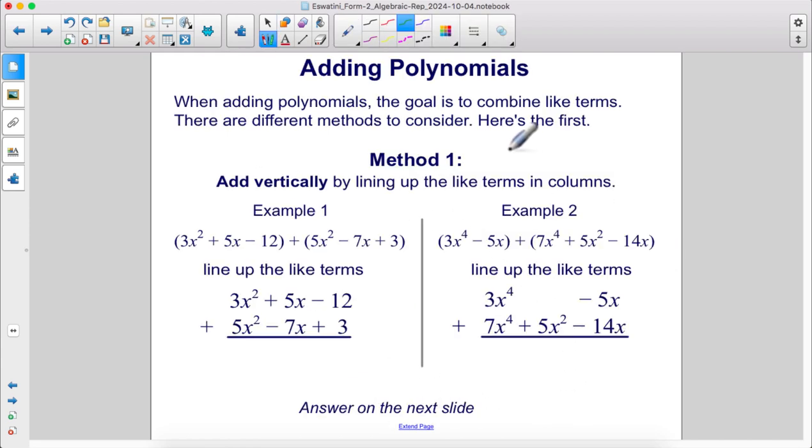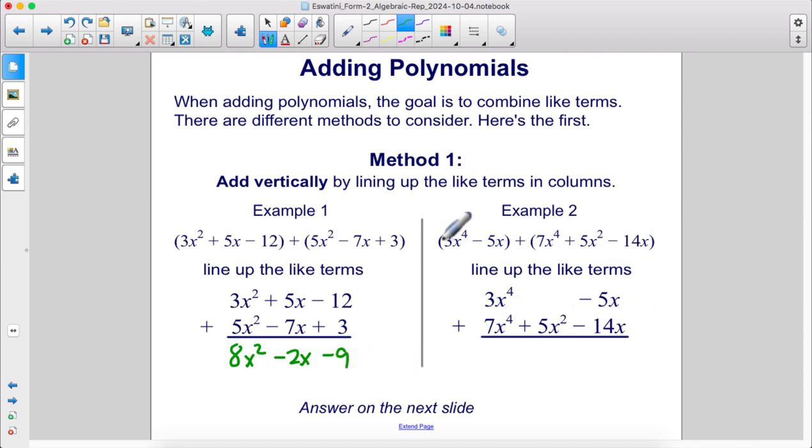When adding polynomials, the goal is to combine like terms. There are different methods to consider. Here's the first. Method 1. Add vertically by lining up like terms in columns. So here, if we want to add 3x squared plus 5x minus 12 to 5x squared minus 7x plus 3, we're just going to line them up. So the x squareds are right here in one column, the x's are here, and the constants are here. So if we want to add those together, 3 plus 5 is 8. And then 5x minus 7x is negative 2x. Negative 12 plus 3 is negative 9.